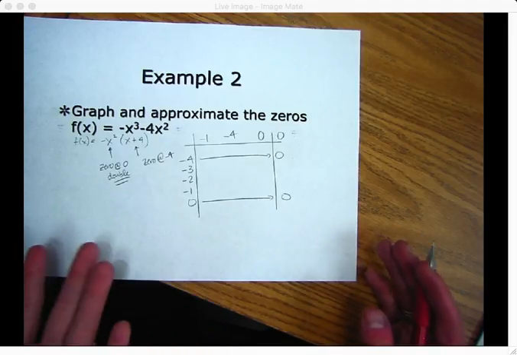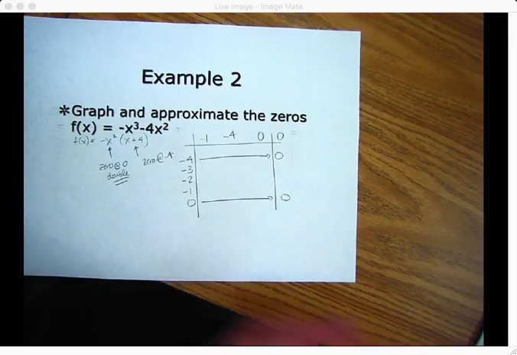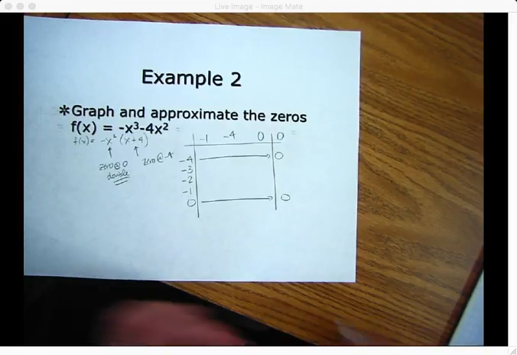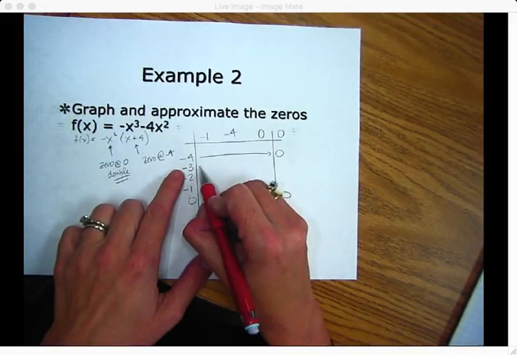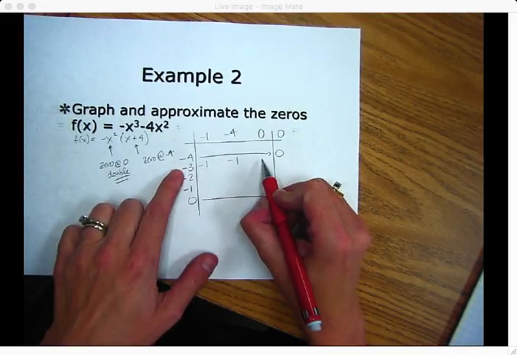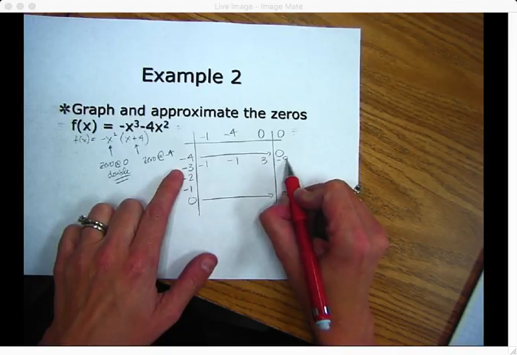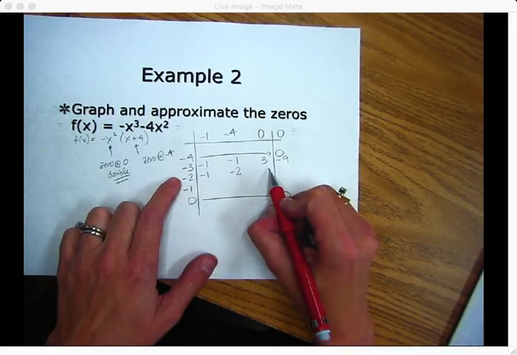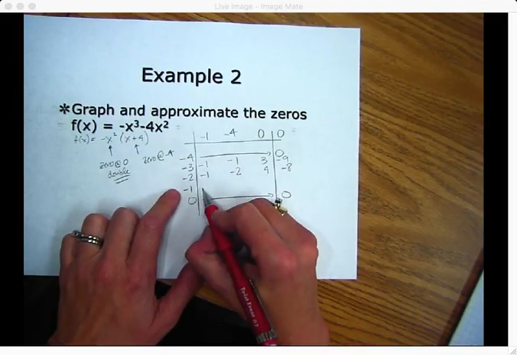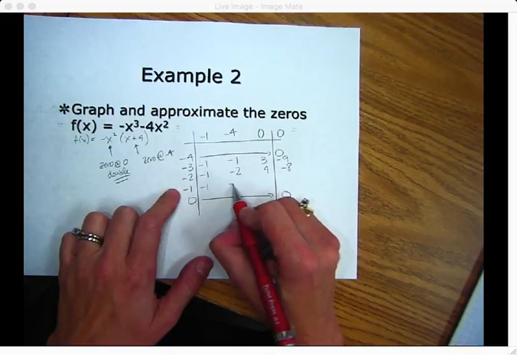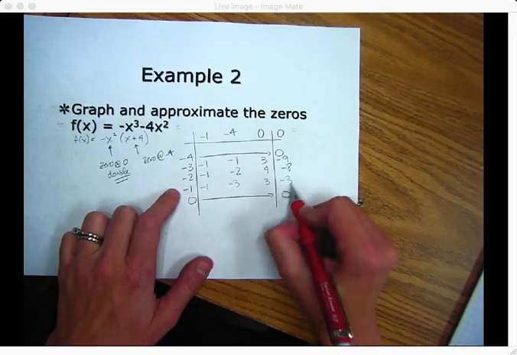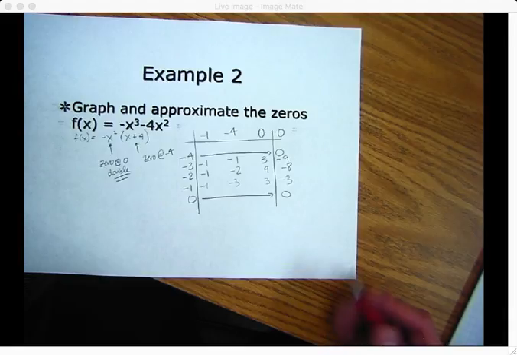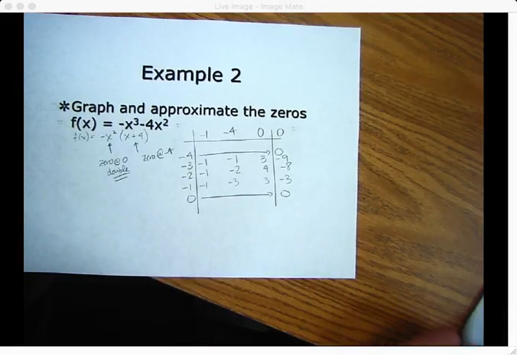In fact, I encourage you, pause the video, do the synthetic division, and see if you get what I have here. I have -1, -1, 3, and -9. For -2, I've got -1, -2, 4, and -8. At -1, I've got -1, -3, 3, and -3. All right, and that's all I need to make the rest of my graph.